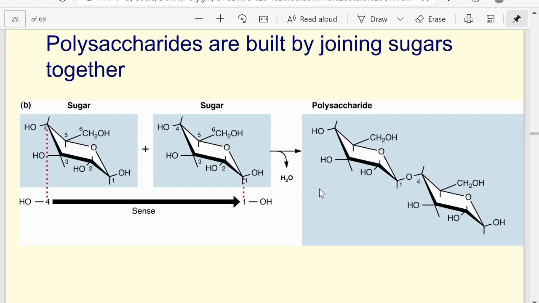We'll talk about that again later on, but the fourth carbon is joined to the first carbon, and so that is a 1,4 glycosidic bond. So the direction actually matters.